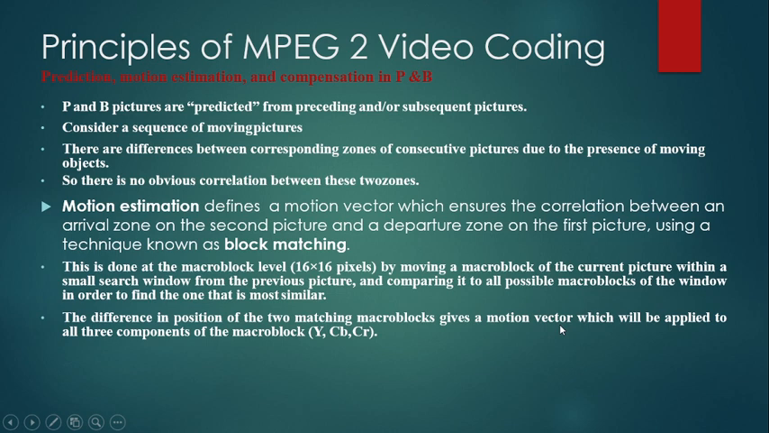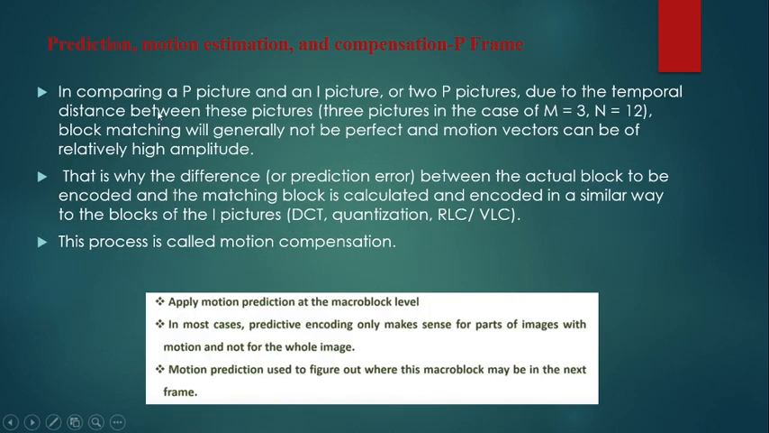So we can see how this occurs. In comparing a P picture and an I picture, or two P pictures, due to the distance between the pictures, that is, as we have seen in the case of m equal to 3 and n equal to 12, obviously this block matching is not going to be perfect. So when we specify the difference as a motion vector, this estimation may not be perfect. So what we have to do is follow the same procedure again as that of JPEG.